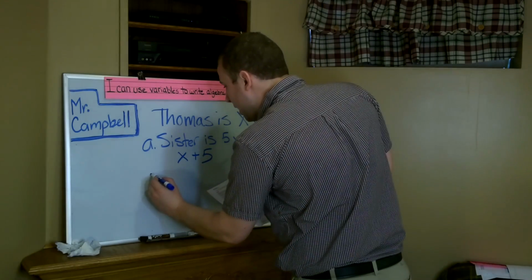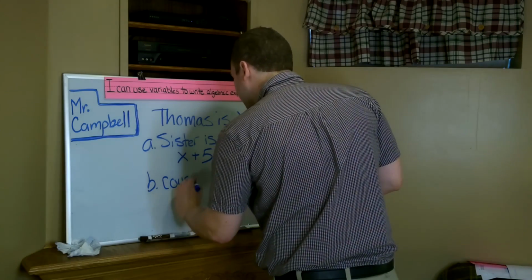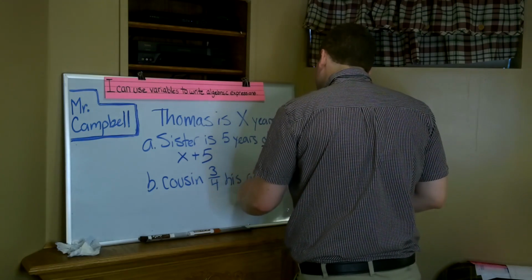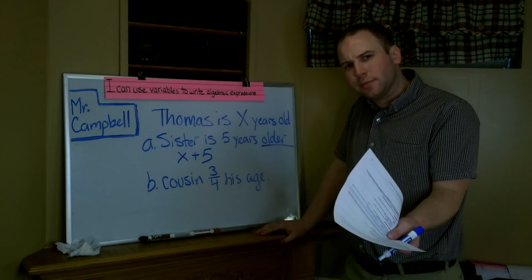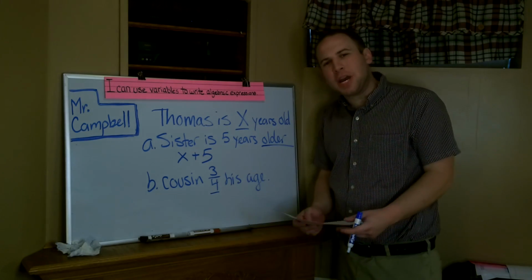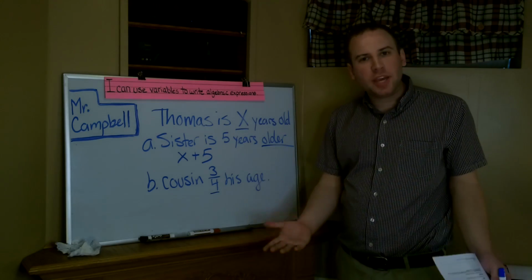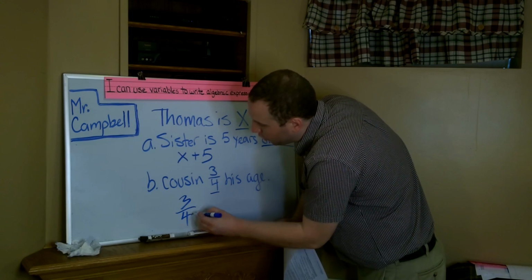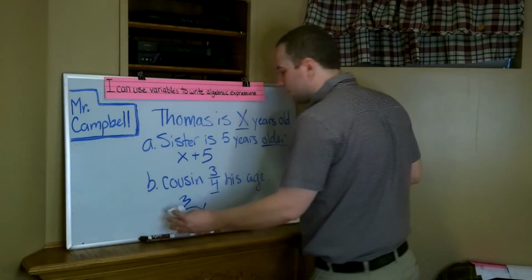Let's say, for example, his cousin is 3/4 his age. How would I go about writing this expression using x and 3/4? I can't fool you guys, can I? Right. 3/4 his age means it's going to be multiplication. So in writing my expression, I would do 3/4 times x. Correct. Let's go ahead and do one more, shall we?